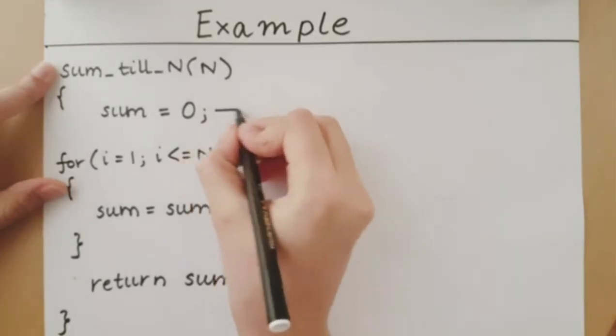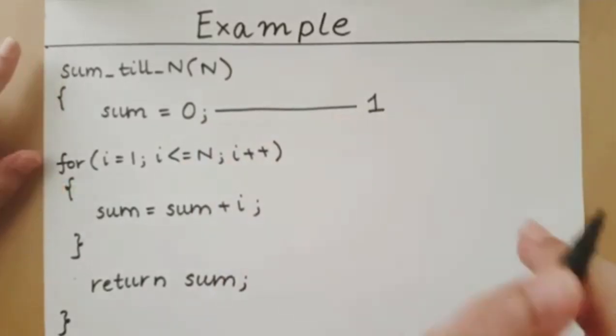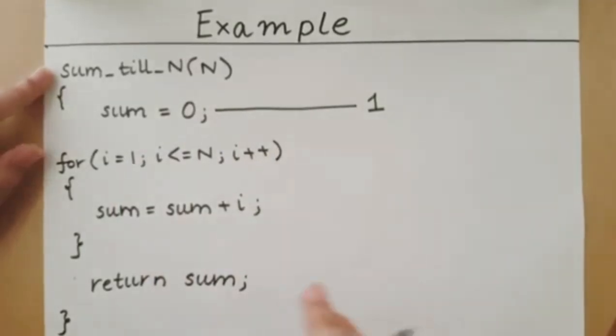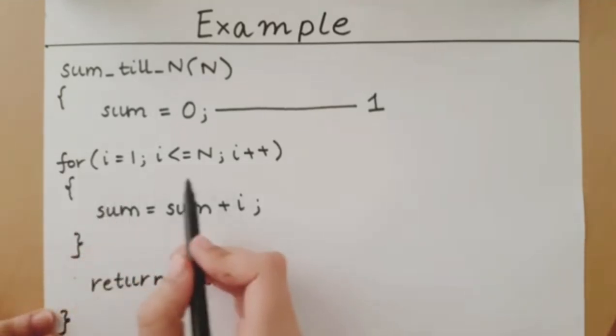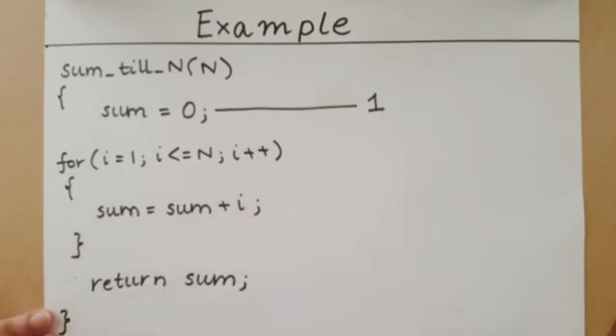So the first step is going to take one operation. This is one operation for the primitive operation of assigning 0 to sum. So it's one assignment. Now let's look at the for loop. The for loop has three parts. It has an initialization, a condition, and an increment. So we're going to break it up and count the number of operations for each of these elements.